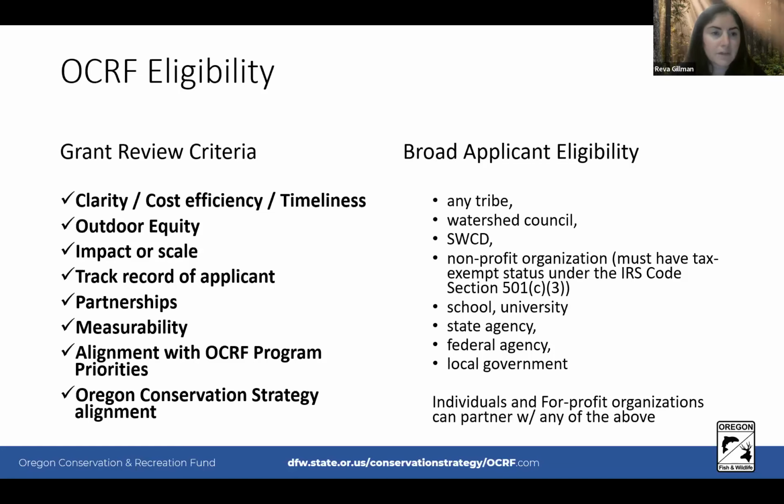And also on this slide, we have the grant review criteria here. So as you can see, submitted projects are scored on clarity, cost efficiency, shovel readiness, outdoor equity, if they have a high impact on individuals or target species or habitats, track record, partnerships leveraged, measurability, and of course, alignment with Oregon Conservation Strategy and OCRF program priorities.